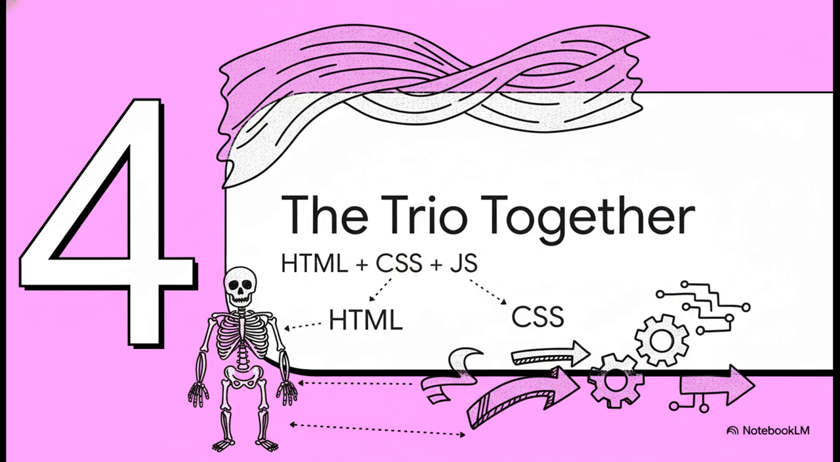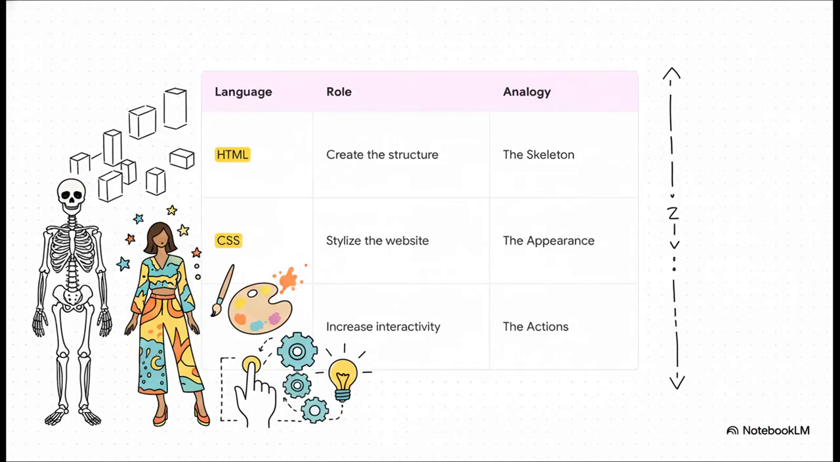So, we've looked at the skeleton, the style, and the action. But the real magic, the absolute key to understanding the modern web, is that these three technologies are almost never used by themselves. They are a team, they are a trio, and they completely depend on each other. And this table really just puts it all together perfectly.